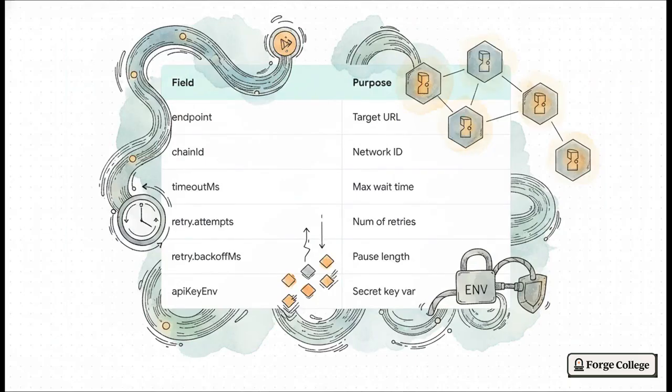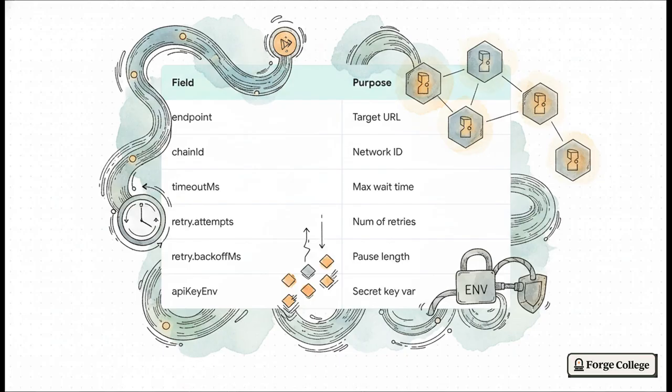We've got 6 mandatory fields required for each environment. First up, the endpoint. Where exactly are we sending the data? Next is the chain ID, that numeric identifier telling us which network we're actually on. Then timeout MS. Basically, how long do we wait for a response before we just give up?